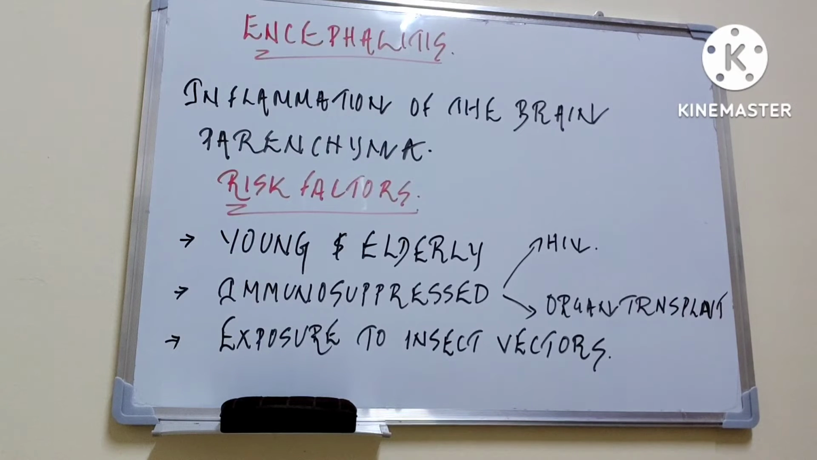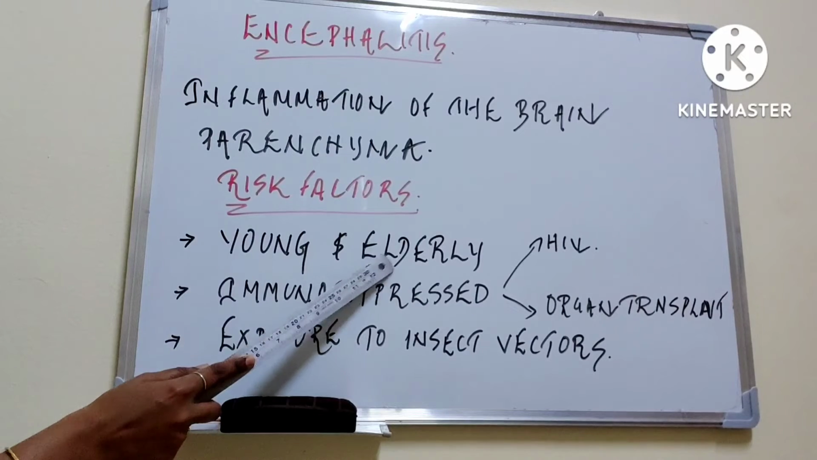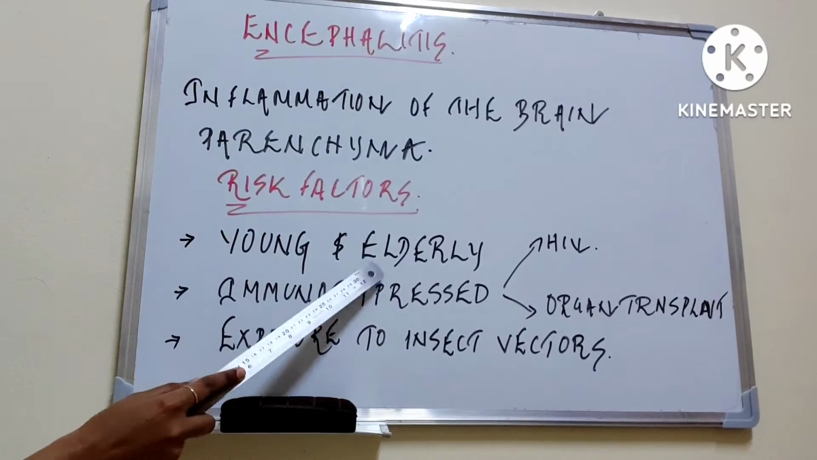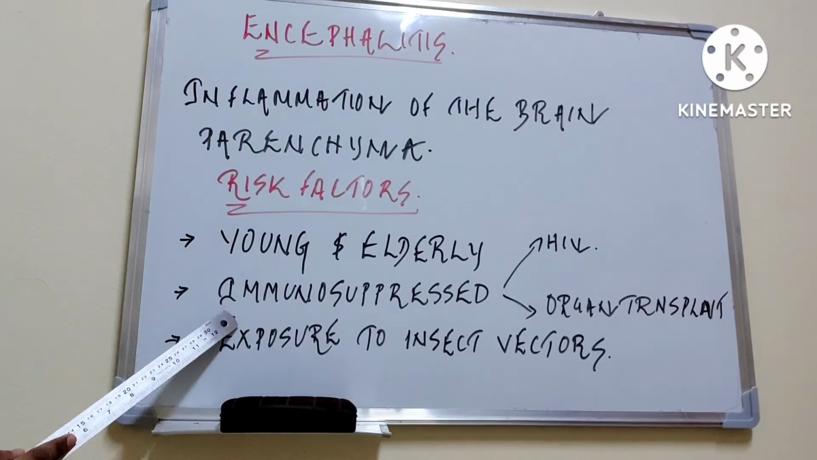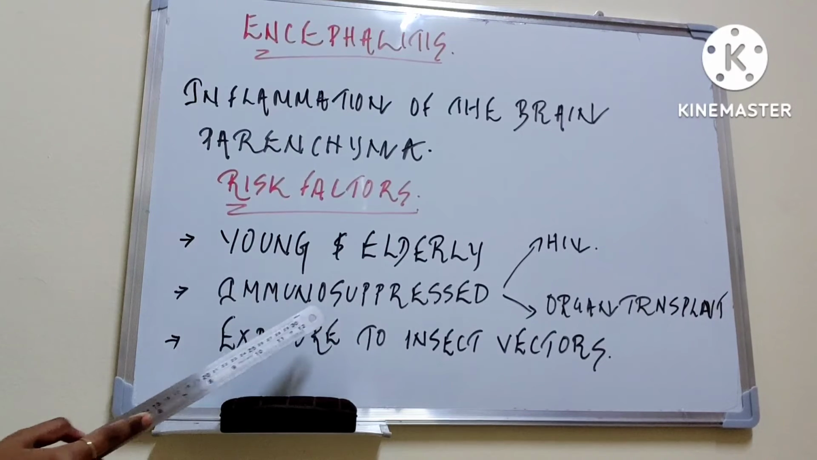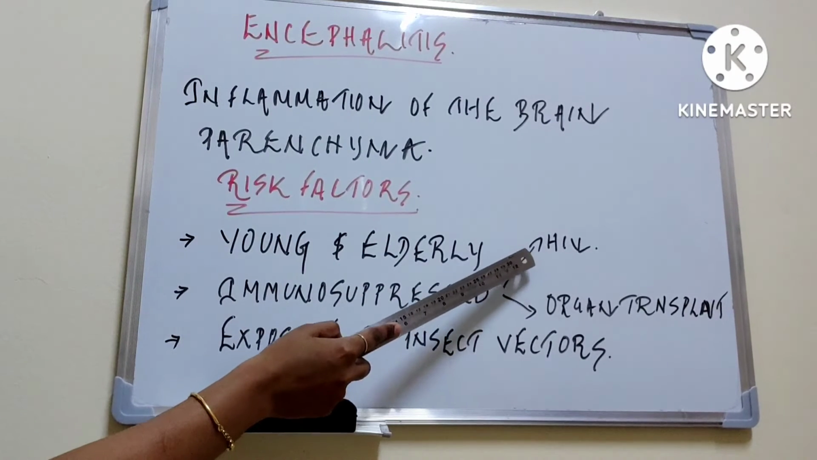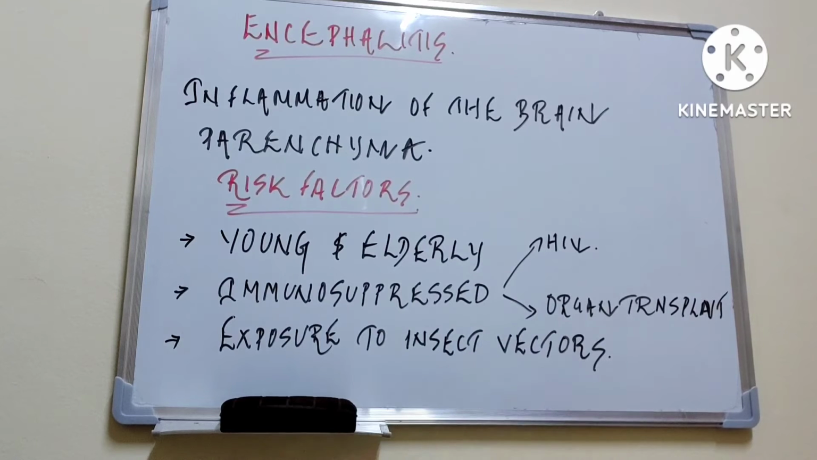Let's see the risk factors of encephalitis. Encephalitis mostly occurs in young as well as in elderly people because they are the vulnerable population. And the second one is immunosuppressed individuals, which include HIV and organ transplant patients. In HIV and organ transplant patients, we can see that the immunity level may be decreased. In organ transplant, there is a high chance of rejection, so the patient will be on immunosuppressive drugs.